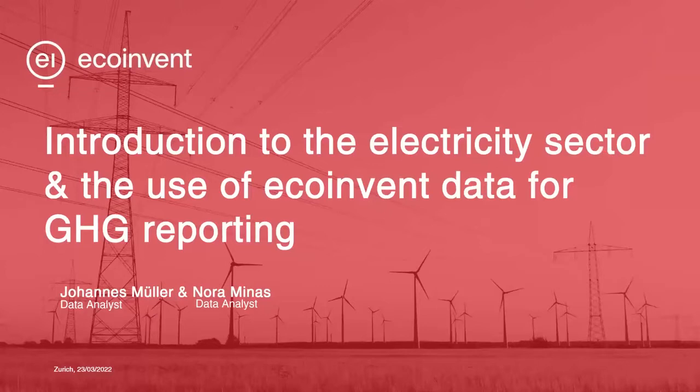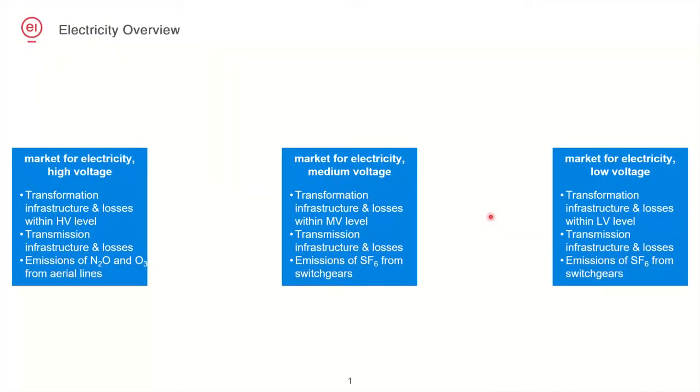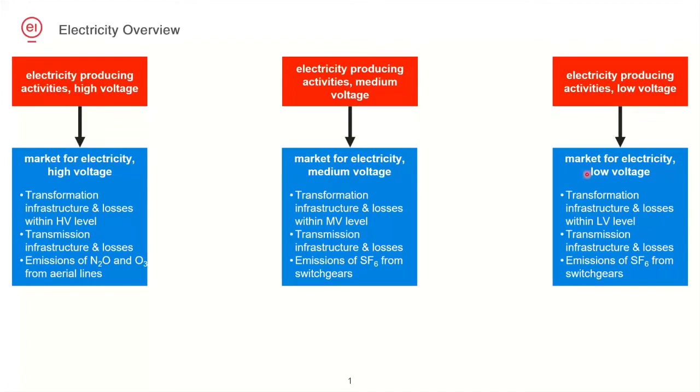So, at the core of the electricity sector are the three markets of the three voltage levels. We have a high voltage, medium voltage, and low voltage market. These markets exist for most of the countries in ecoinvent, but also on other levels, as I will explain to you later. We have feeding into those markets.